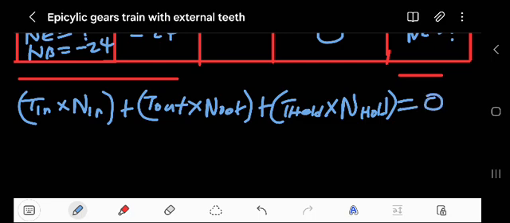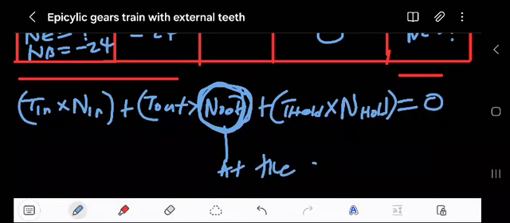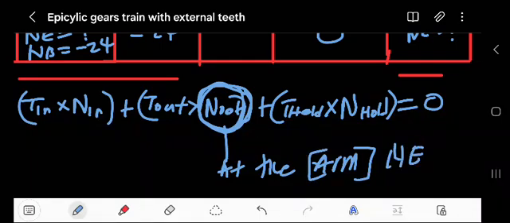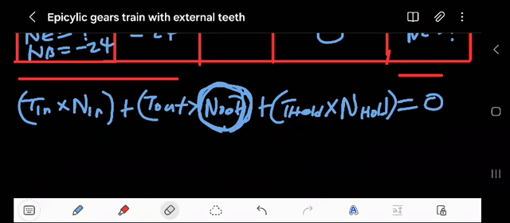So we don't know the output speed. The output speed is always at the arm. So if you can find NE, we'll be done with this question. That is our problem there. Then the input shaft is at the sun key. The input speed, and the output speed is at the arm. This is at the sun key or at the shaft.